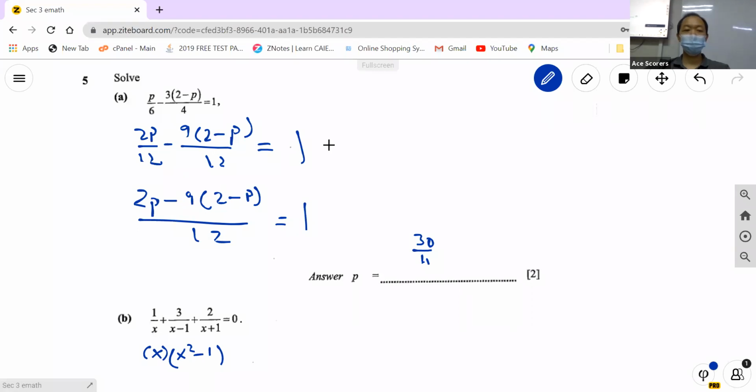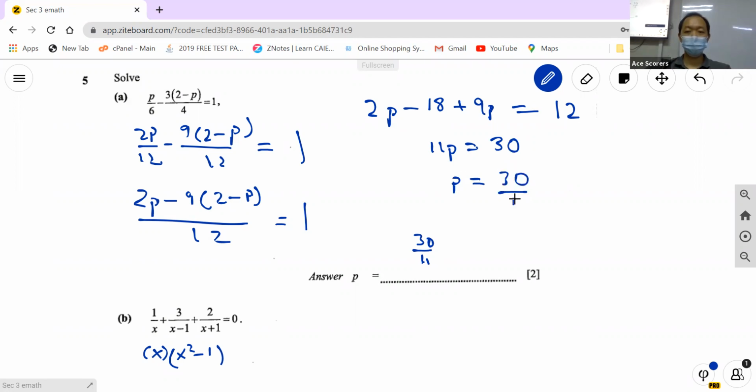I just combine these two first. And then what is minus 9 times 2? So it's 2p minus 18. Then what is minus 9 times negative p? Plus 9p equals 12, because this thing times over there. So 2p plus 9p, we get 11p. And this negative 18 goes over to become positive, so it becomes 30. So p equals 30 over 11.